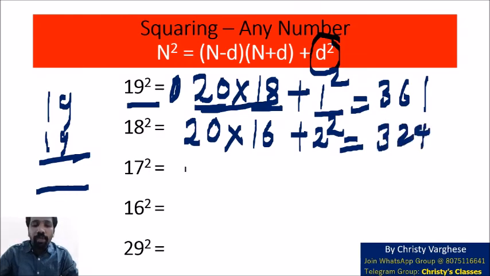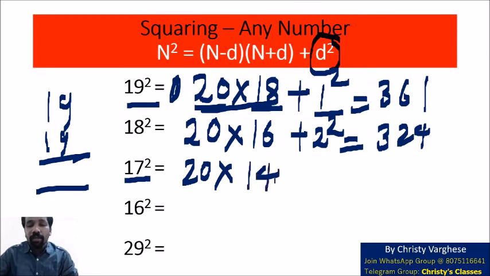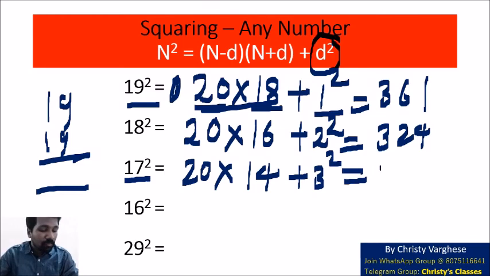So 20 into 16 plus 2 square. 20 into 16 is what? 320. 320 plus 2 square is 324. 17 square, how to do it? 20, you added a 3 to make it 20. So you subtract 3 from the next 17, because 17 square is 17 into 17. So 20 into 17 minus 3, 14. 20 into 14 plus 3 square, because you added and subtracted 3. So 20 into 14 is 280. 280 plus 3 square, 289 will be the value.